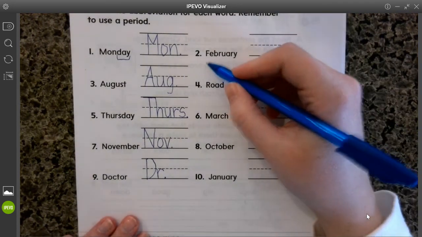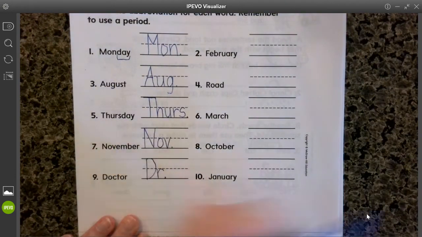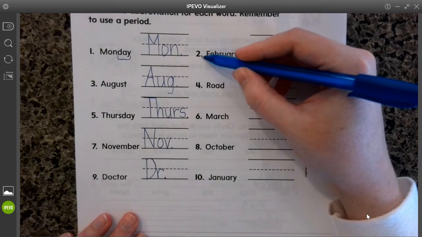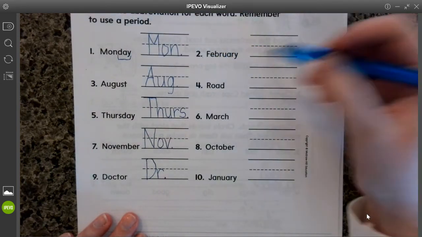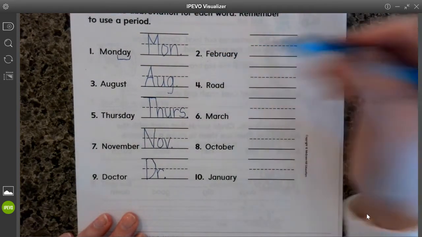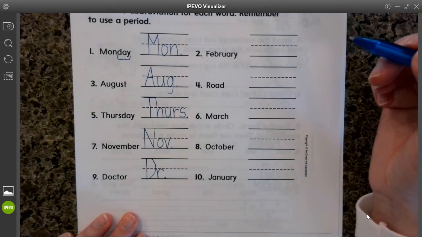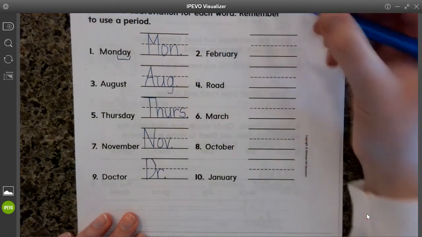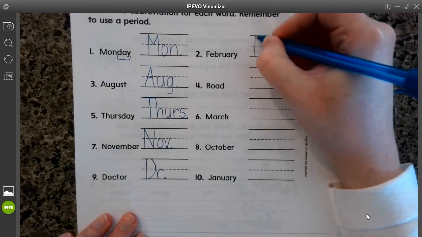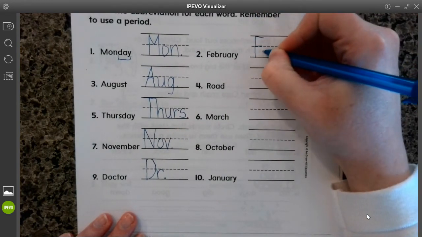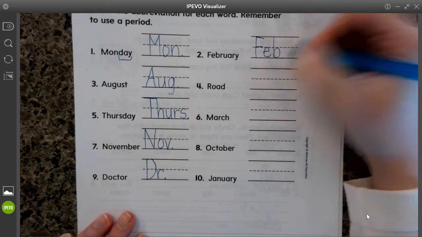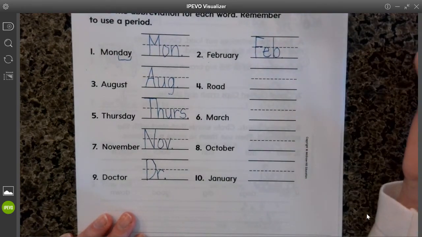Okay. Oh, look, I went with the odd numbers first. We'll come over here and do the evens, I guess. So here on number 2, we have another month. We have February. Do you remember what we typically keep for a month? The first 3 letters, that's right. So we're going to do F, E, B, period.